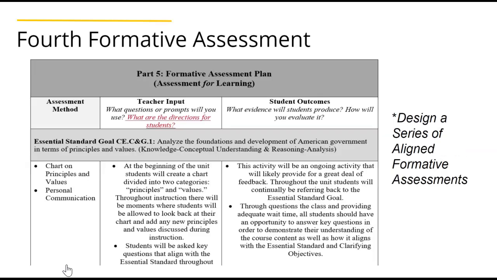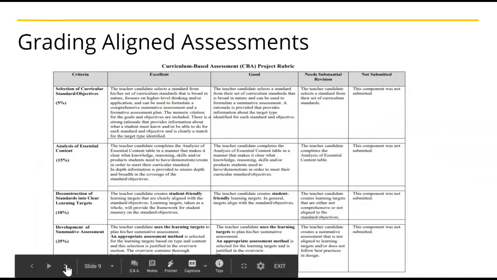And the fourth formative assessment is that now they have to unpack that summative assessment and make sure they have formative assessments that are aligned with that summative assessment. Very similar to what we're doing in this course with aligned assessment. So they're going to think about the goals and the standards, and then what formative assessments will help their students be successful on the summative. And then they'll turn that all in, and that will be their curriculum-based project.